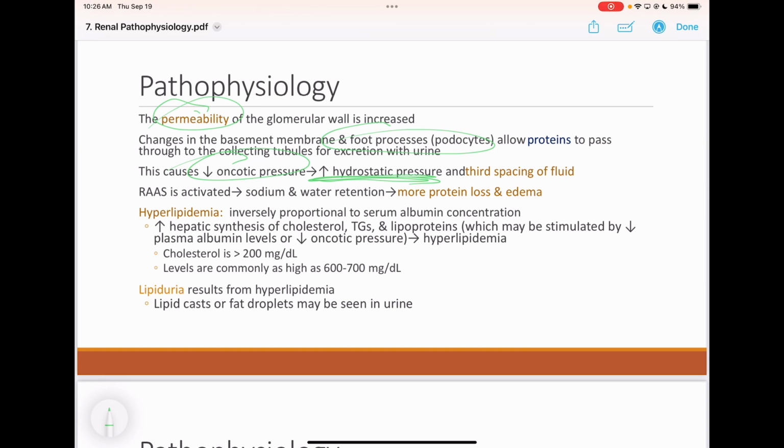Okay, so we have increased hydrostatic pressure. Because our renal blood flow is going down, our RAS system is activated, which causes more protein loss and edema.